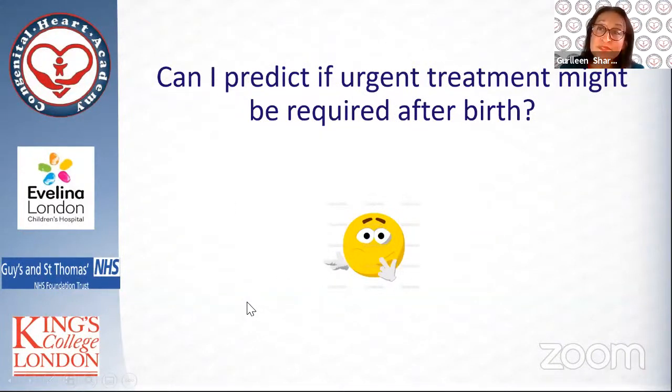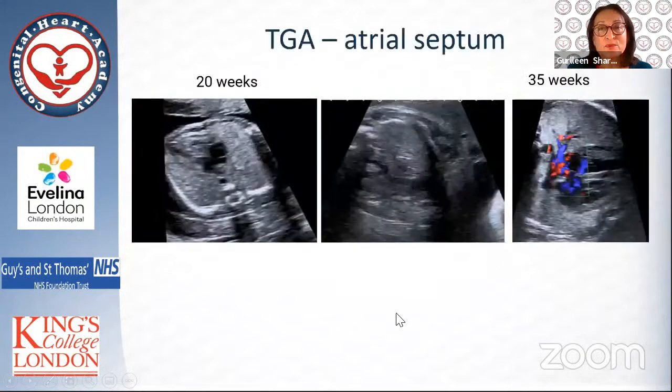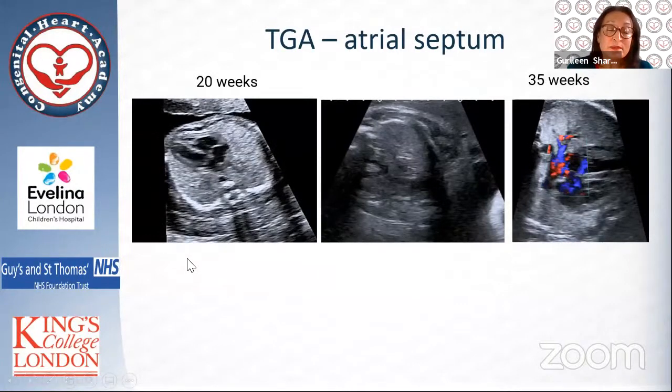Other sources of grief sometimes in decision making is trying to decide if urgent treatment is going to be required after birth and alerting relevant teams that something urgent might be required. A good example would be simple transposition of the great arteries, where you've made the diagnosis of simple transposition, but we have to assess the atrial septum, particularly in later pregnancy, to see if it shows potential for restriction. Will an urgent septostomy be required? So this baby had transposition.